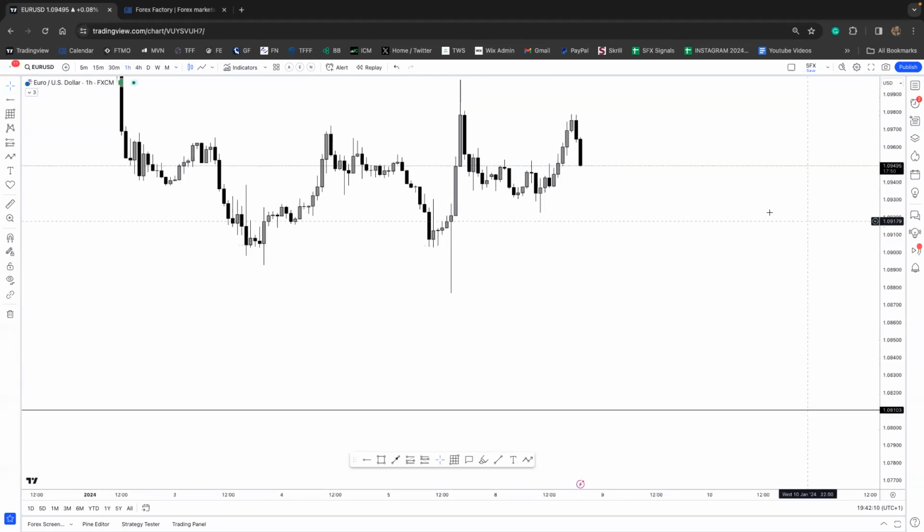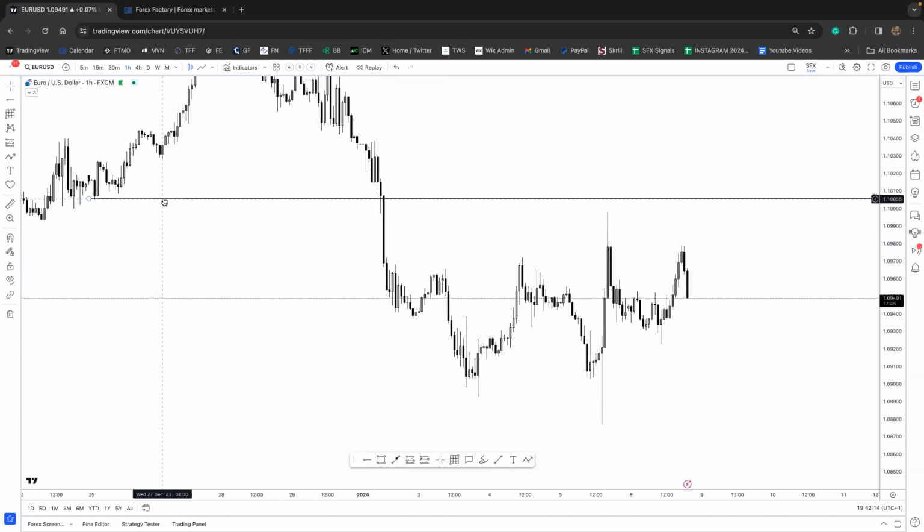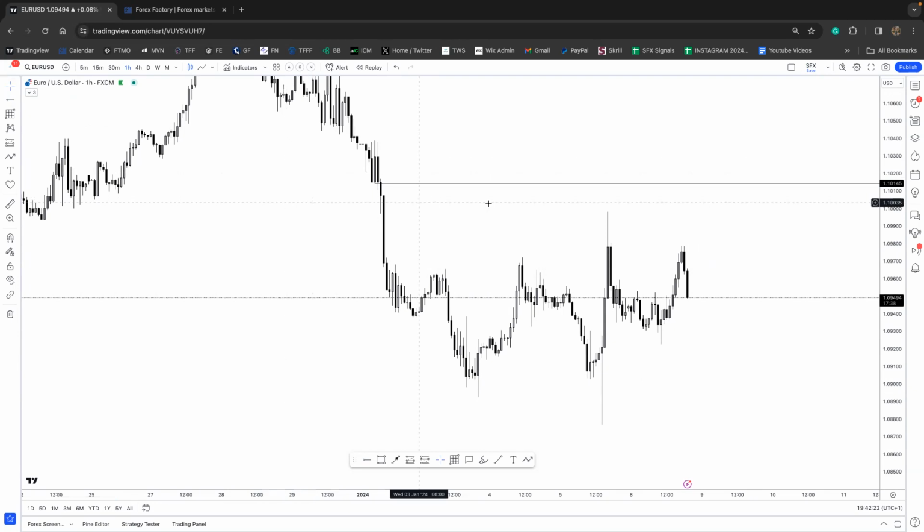H1. Okay, beautiful. So we have the weekly level and we have the H1 order block. Definitely can use that. Deleting this. This can act as inducement.